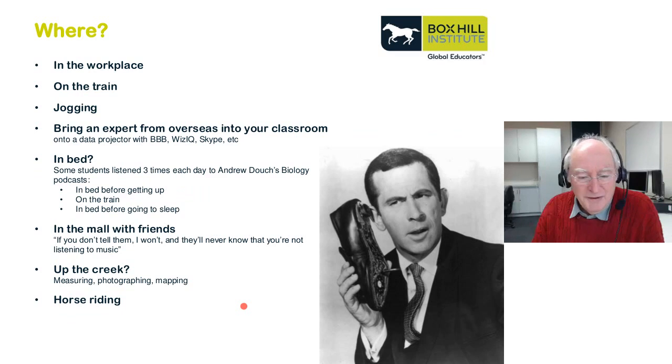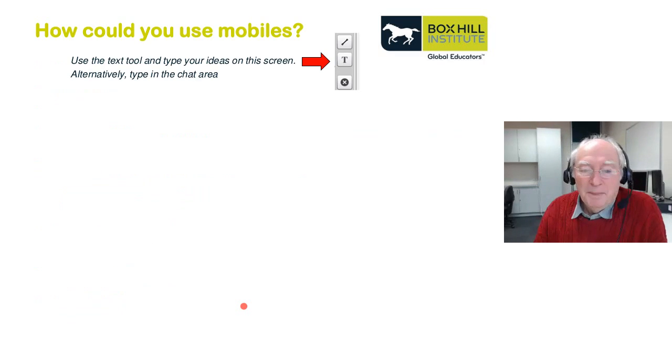up the creek, you could be measuring pollution in the creek and photographing it and mapping where it is. So you could be gathering data from all over, or you could be videoing horse riding and the particular horse riding styles. So here's over to you, but you won't be able to do it on the screen.